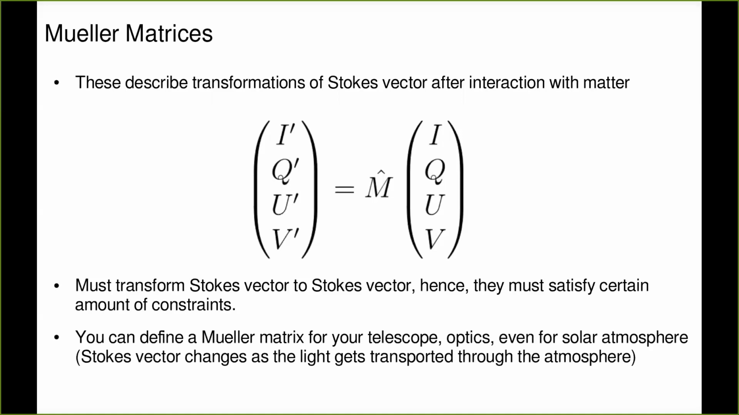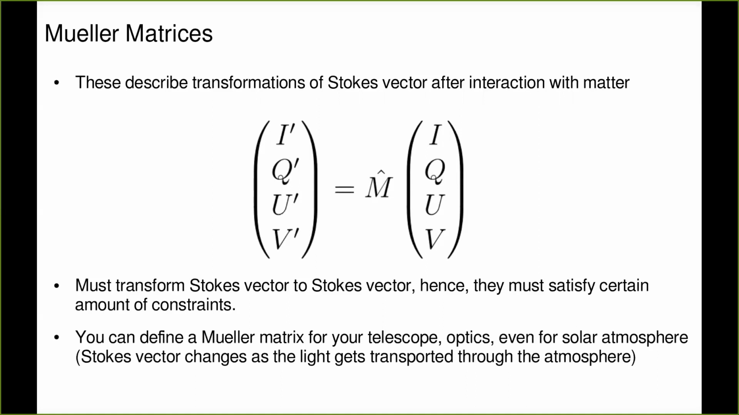They need to satisfy certain conditions, and simply from the arguments of what they do to the electric fields and so on, you can write down the Mueller matrices for a linear polarizer and so on. And to go even further, you don't have to theoretically calculate them, you can calibrate for them. So for example, you can obtain the Mueller matrix of your telescope through calibration.